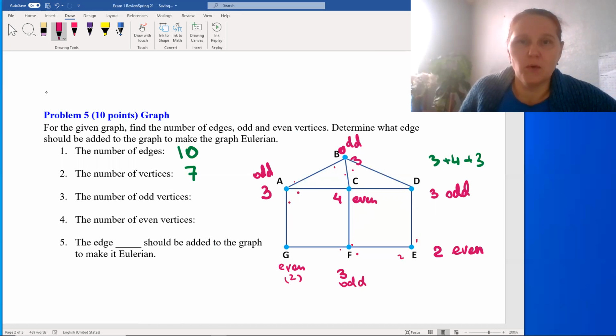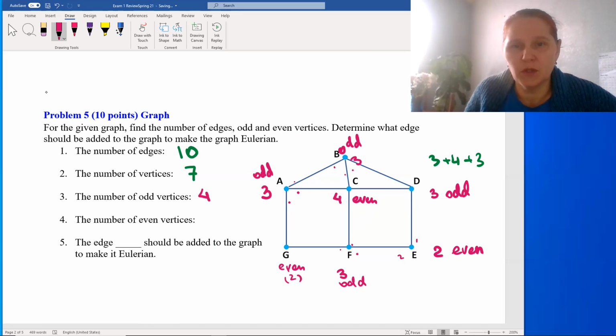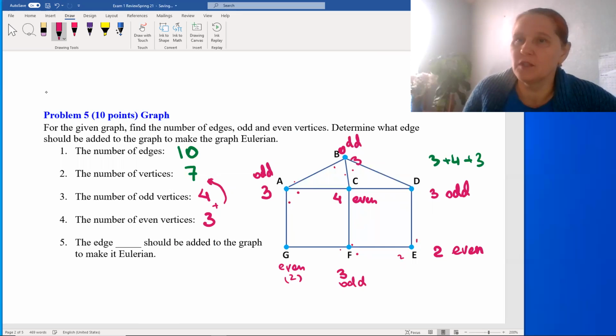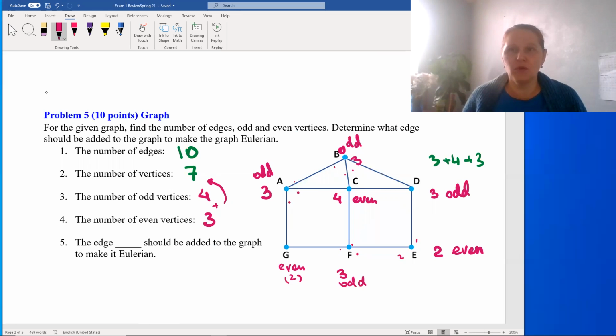Okay. So we have 1, 2, 3, 4 odd vertices, and even 1, 2, 3 even. And let us check. 4 plus 3 is 7. So we have found them all. So the sum must be the same as the total number of vertices, of course. So if there are too many odd vertices, then there's no Euler circuit or even Euler path.